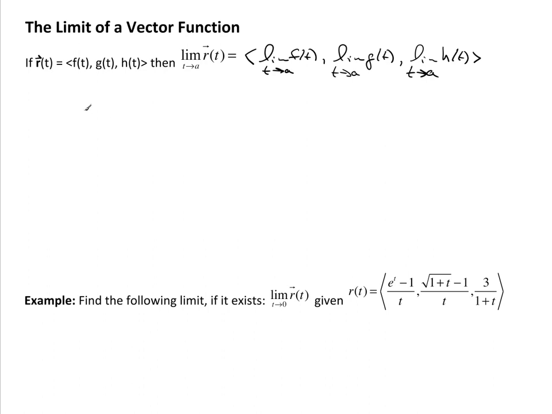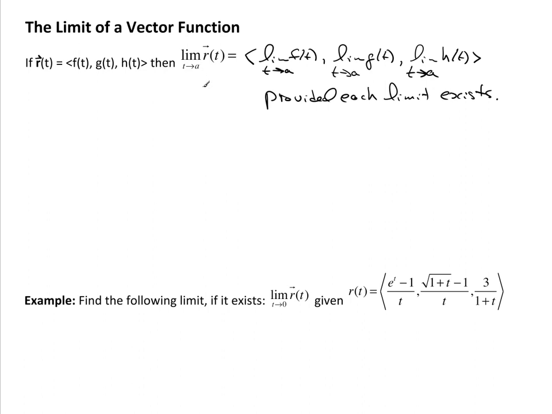So in other words, well, actually I need to add one more thing here. We need to add provided each limit exists. If just one of these limits does not exist, then the limit of the vector function does not exist.